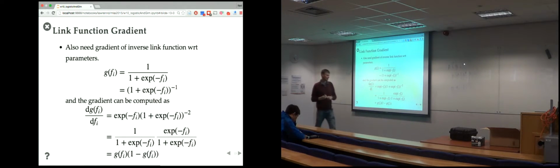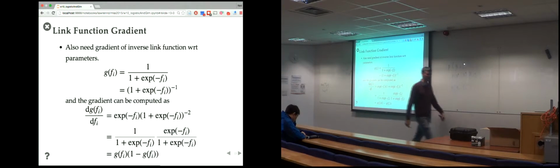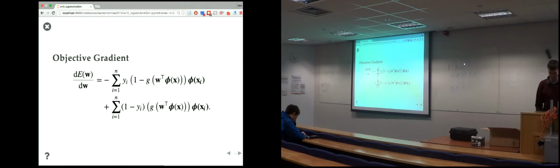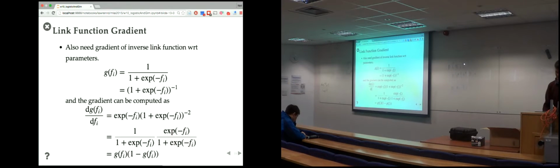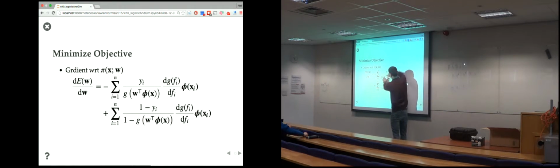Let me just clarify that bit. So this object here, since that itself is g of f, this is just 1 minus g of f. So this is g of f, and this is 1 minus g of f. So it's just this weird trick of writing down the derivative in terms of itself in the function. And the reason we do that is because it makes the gradients look quite nice. Because when we substitute that derivative in, this is g of f times 1 minus g of f, so that g of f cancels.